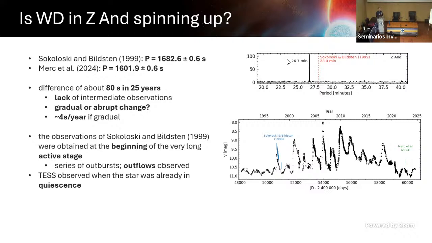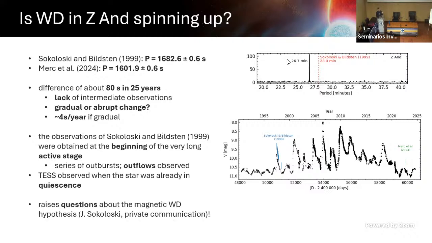So now, I spoke with Jennifer about this. I'm not a theorist, I am an observer. So for me, I see the 80-second change. Now it's up to theorists to explain the change. But we spoke with Jennifer, and it seems that it's very hard to explain an 80-second change if that is a rotation of a white dwarf.